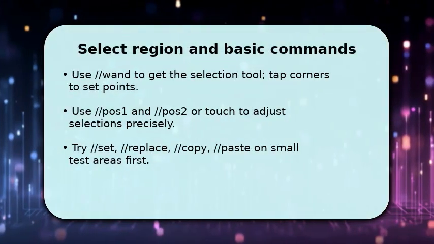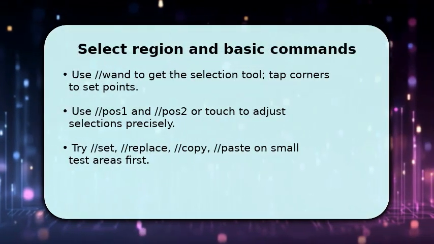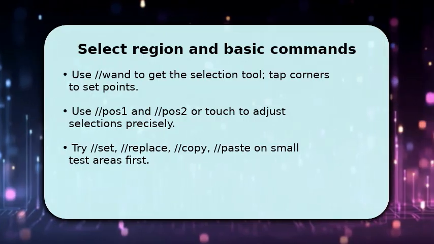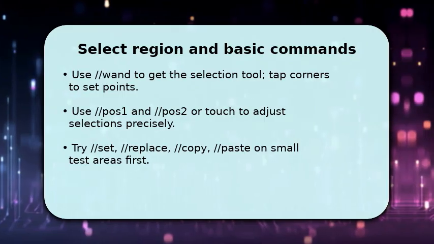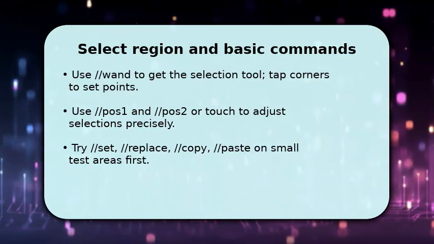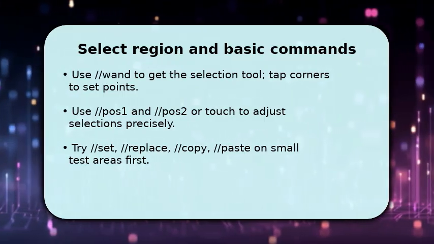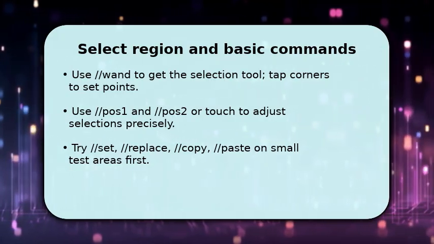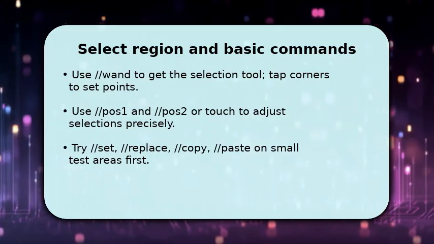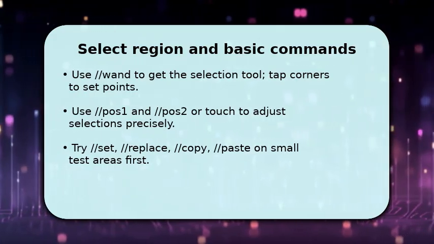You should now practice selecting. Use //wand to receive the selection tool, then tap to mark two opposite corners. If you need precision, type //pos1 and //pos2 with coordinates or nudge points by tapping again. Once selected, use //set to change the area to a block type and //replace to swap blocks. This prevents accidental large changes.